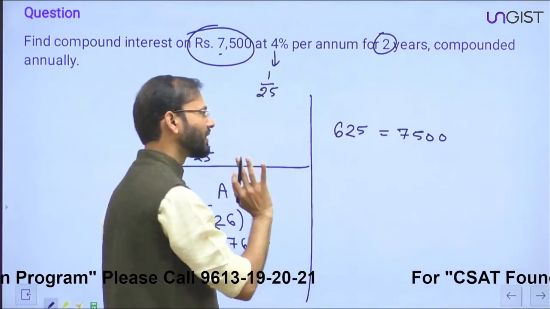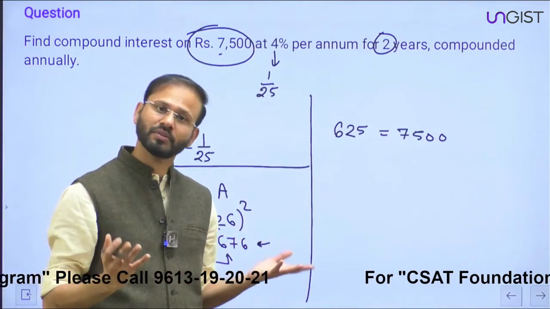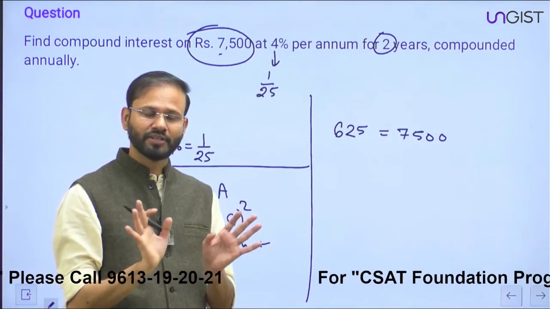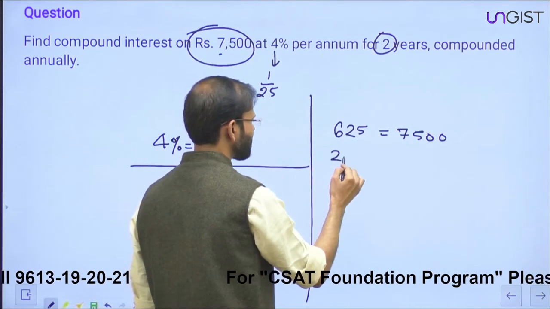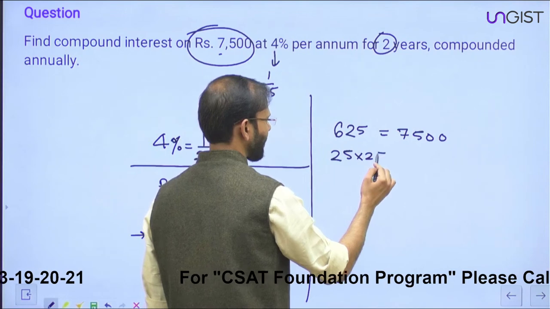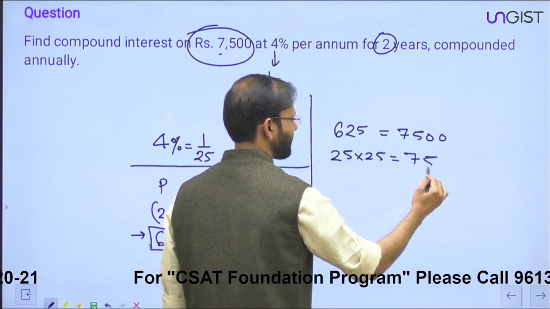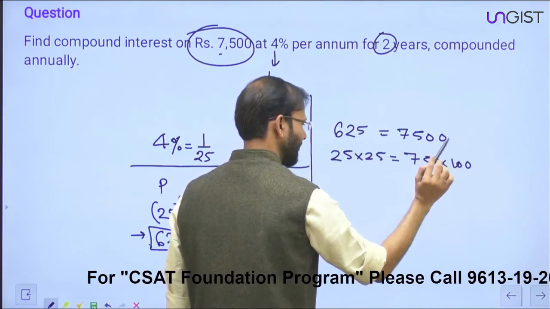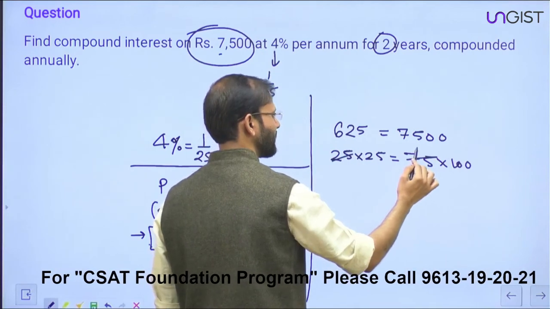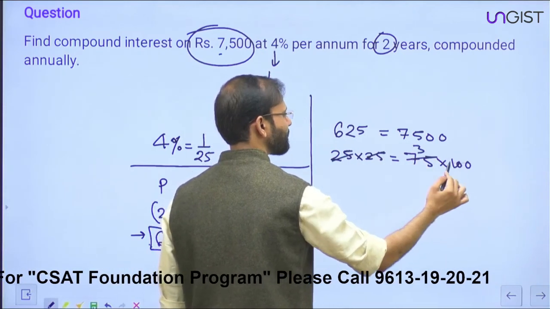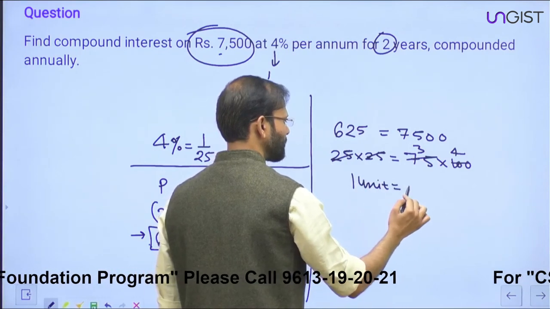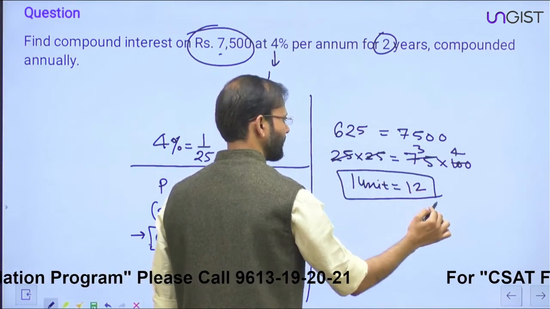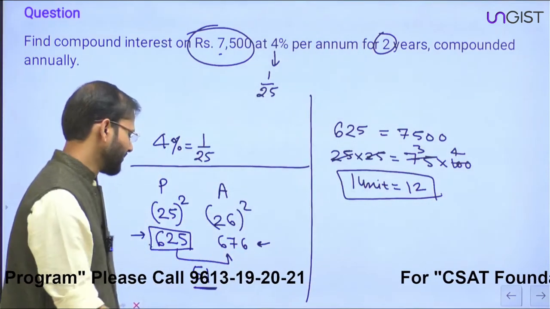So guys, don't get afraid of these values, like, oh no. Try to break them. Right, this is what? This is 25 square, so this is 25 into 25. And this is what? This is 75 into 100. Right? So this is what? This is 3 and this is 4. So 1 unit equal to 12. Guys, clear? So 1 unit equal to 12.